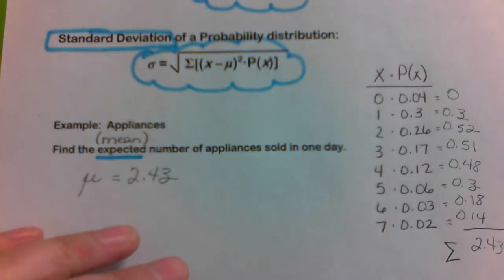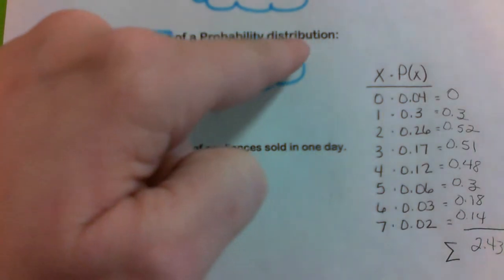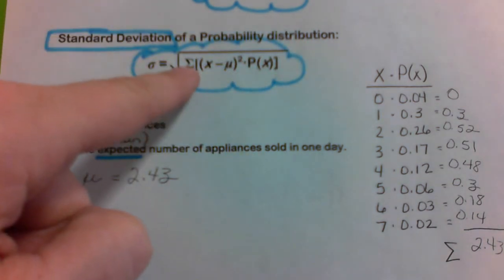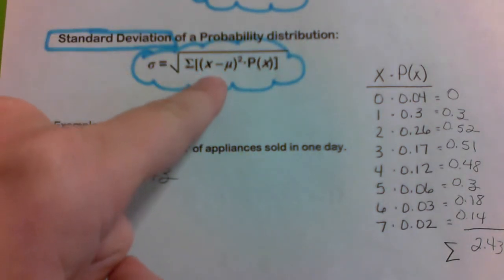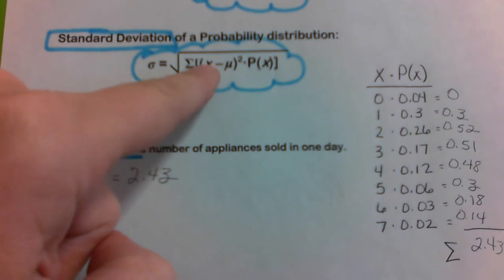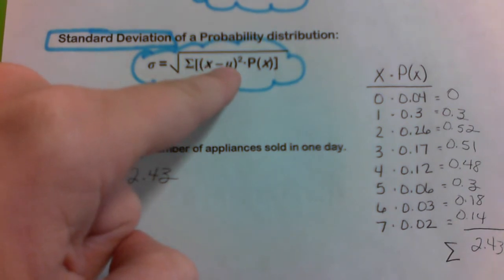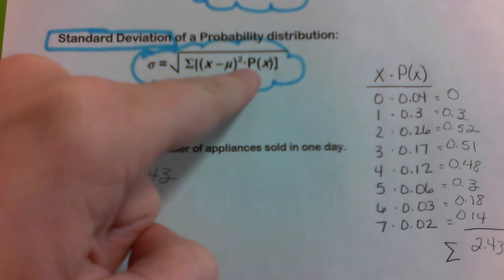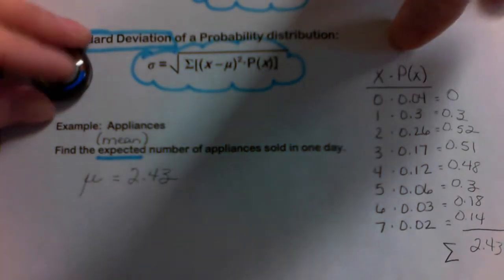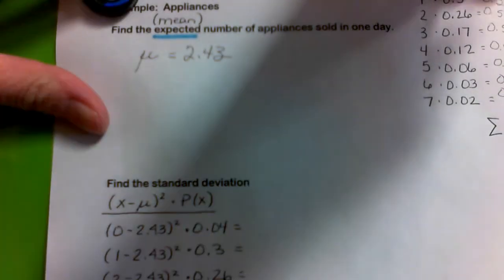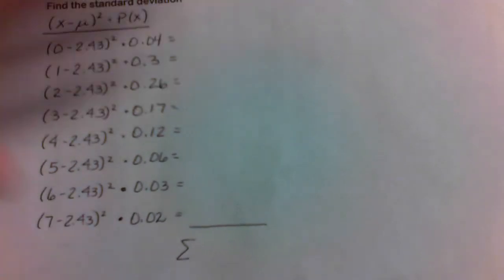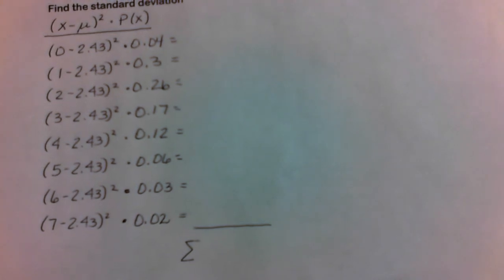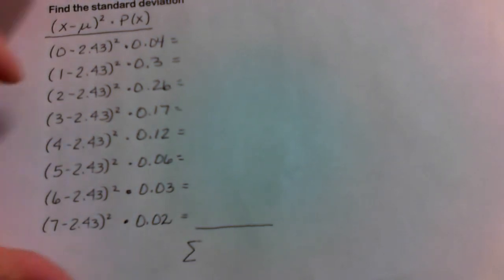Now this takes some more calculations. It's the square root of the summation of. So first, for each x value, we need to take x minus mu, mu is what we just calculated, squared times p of x. So here's what that will look like. And this is the one that has the most calculation on this, and I guarantee that this will be on a test.